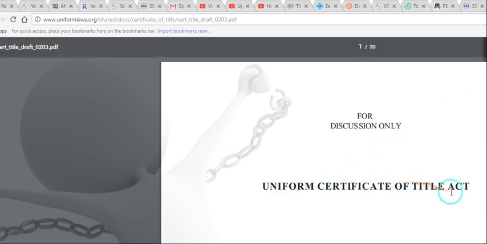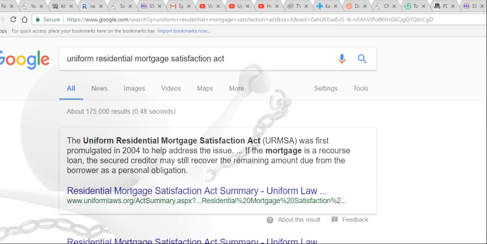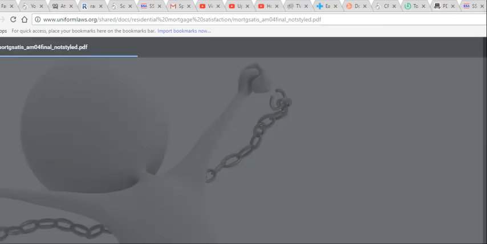The Uniform Certificate of Title Act is different. That's why it says for discussion purposes only. Uniform Residential Mortgage Satisfaction Act. See, the other one was title. This is the Residential Mortgage Satisfaction Act. Okay? So, Uniform Residential Mortgage Satisfaction Act. That's actually an act that was put into law. See? Commissioners on Uniform State Law. It's law.